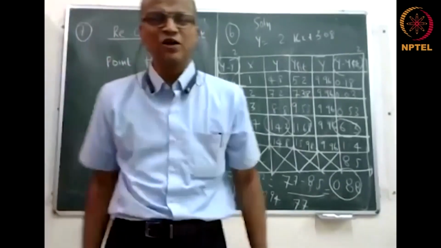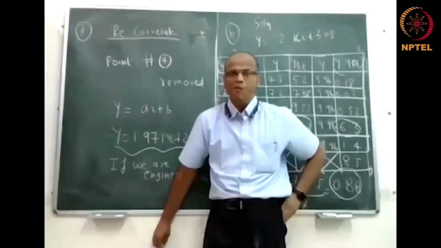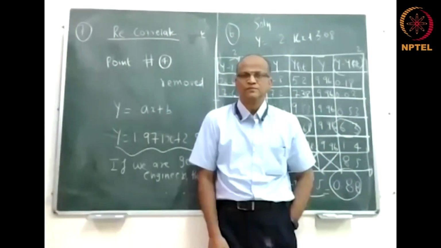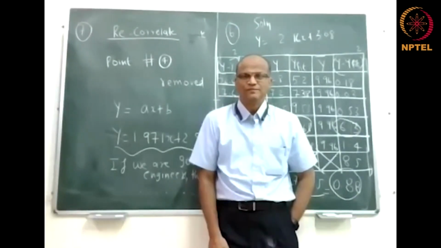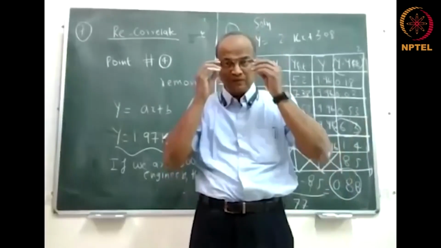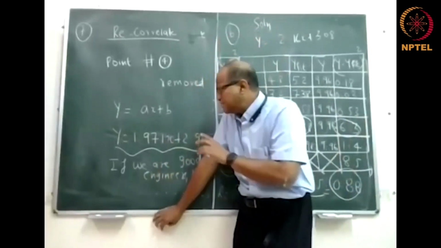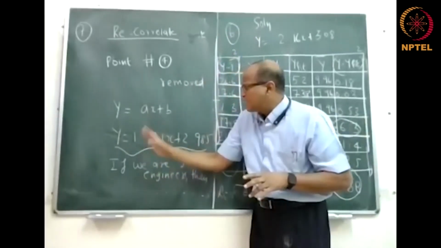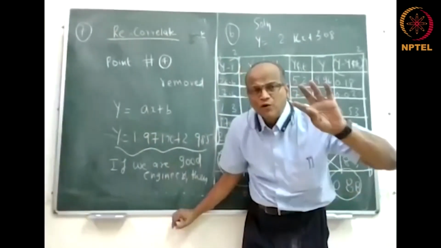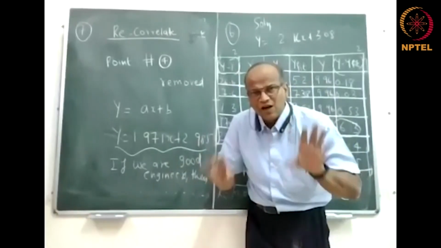If you are good engineers, what can you do further? You can very well imagine that it looks like it is 2x plus 3, but you are not knowing this because there is an error. Therefore, to adjust the error, I can recorrelate the line.